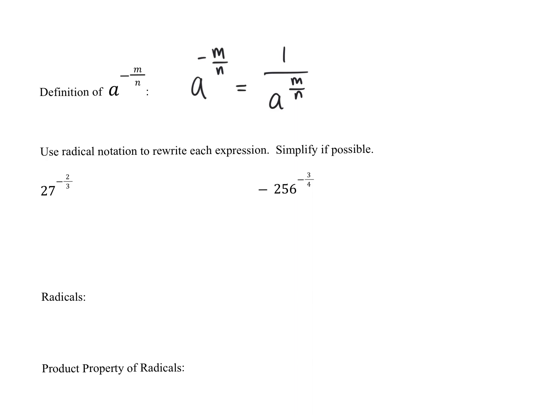So 27 to the negative 2/3, I'm first going to rewrite as 1 over 27 to the 2/3, which is then going to become 1 over the cube root of 27 squared. The cube root of 27 is 3, so we have 1 over 3 squared, which gives us 1/9.